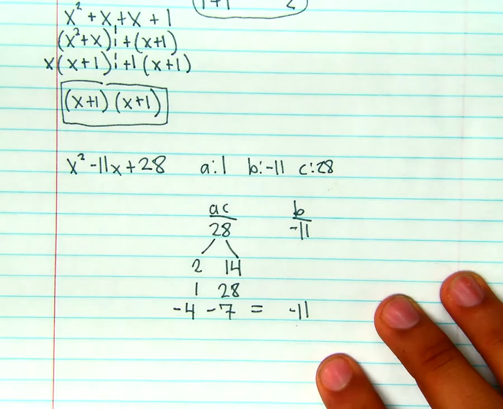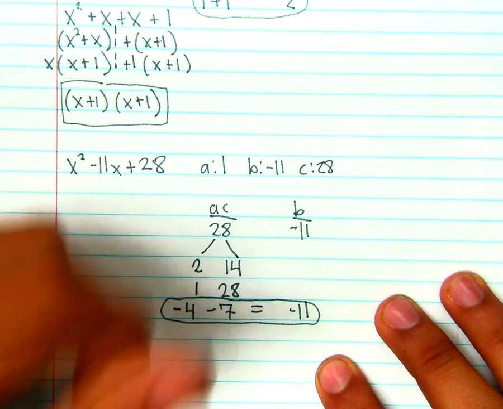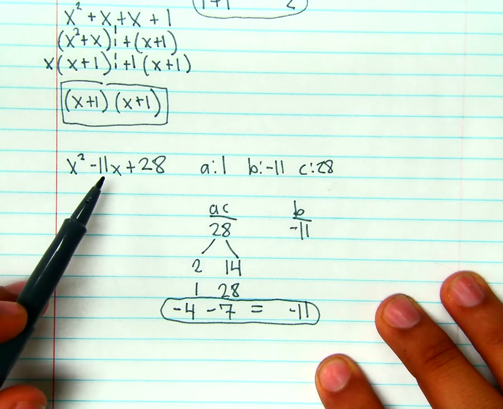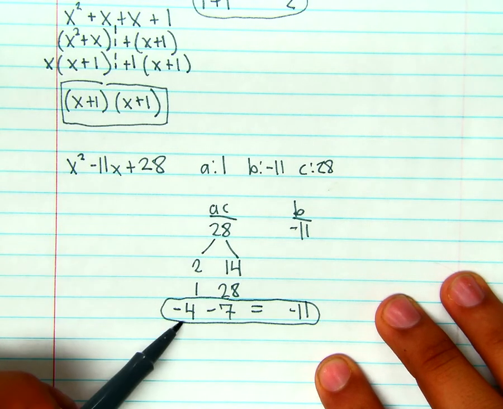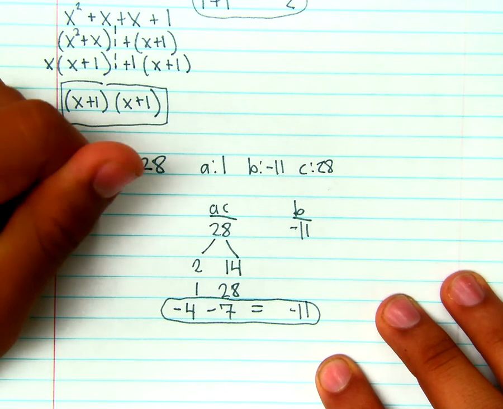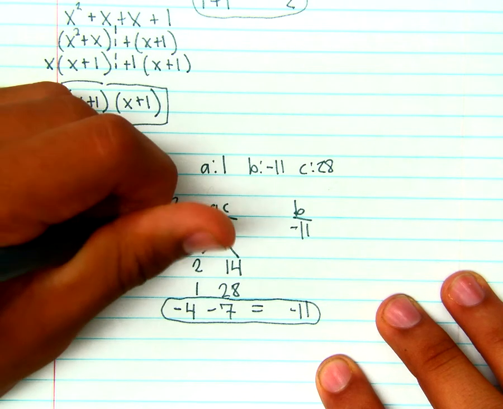Does that make sense? Okay, that's why we want to say combine or combination, because it's not always going to be addition and it's not always going to be subtraction. So once we find the two factors that work, we want to circle them so we know those are the two that we're using. And we're going to split that middle term into our two factors. So that's going to become x squared minus 4x minus 7x plus 28.